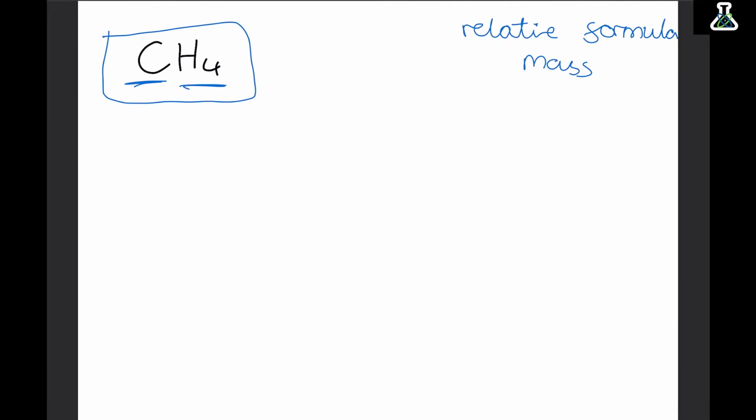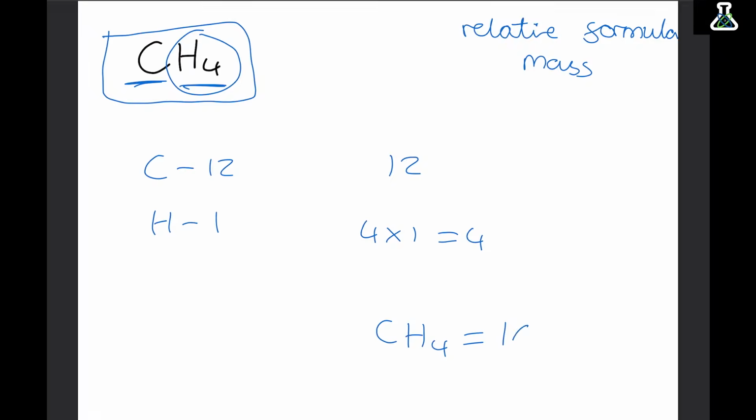Now relative formula mass is the total mass of a compound. So what I mean by this is we can use the periodic table to find the mass of carbon and hydrogen, but we can't use it to find the mass of this whole molecule, which is methane. So we can add them together. So if carbon has a mass of 12 and hydrogen has a mass of 1. Now we only have one carbon atom, so we have the 12, but we have 4 hydrogen atoms, so we need to multiply the mass of hydrogen by 4. And then if we add this together, we can get the mass.